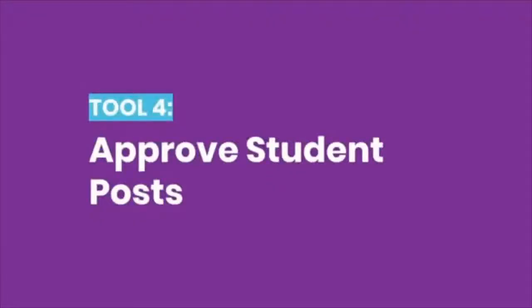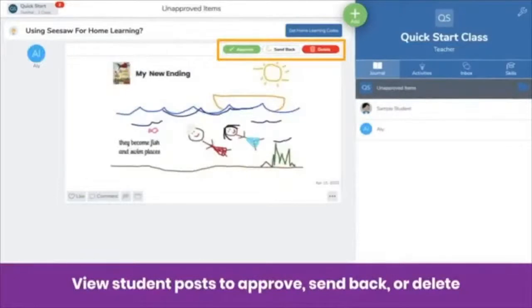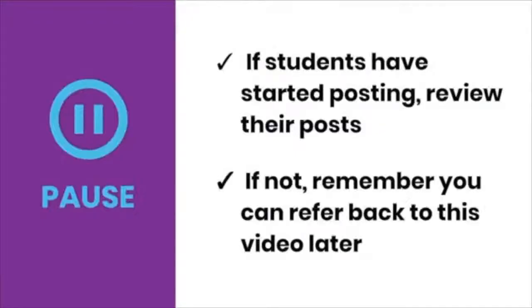Keep in mind that all student posts are approved by you, the teacher, before they're added to the class journal. Here's how the approval flow works. When students submit a post, you will see a red bar on the bottom of your screen. Click Review. You will see all posts that need approval. You can click on a post to view it, then decide if you want to approve, send back, or delete it. Pause the video now. If students have already started posting, approve their posts. If not, remember you can always refer back to this video later.